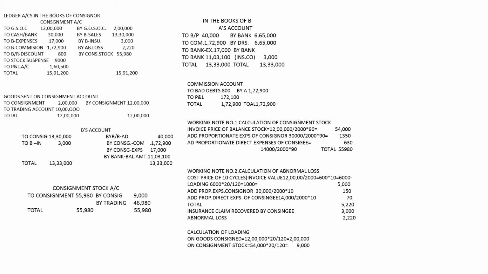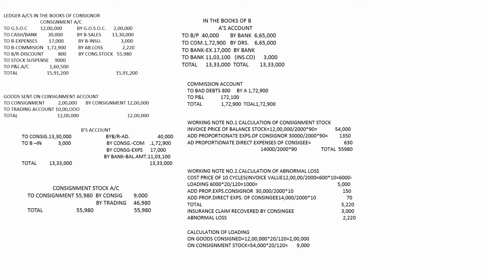That is 1 by 6, 2 lakh. Then we are having expenses of consignor to cash or bank. You can write anything. Total expenses are 30,000. Then we are having expenses of B. 8,000 is cartage, 6,000 is octroi, and 3,000 are godown charges.